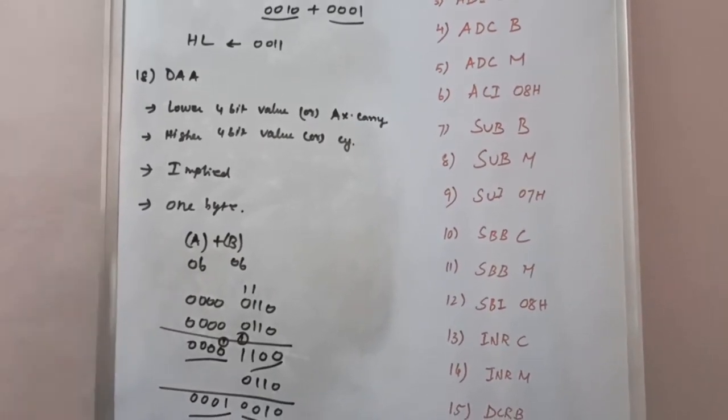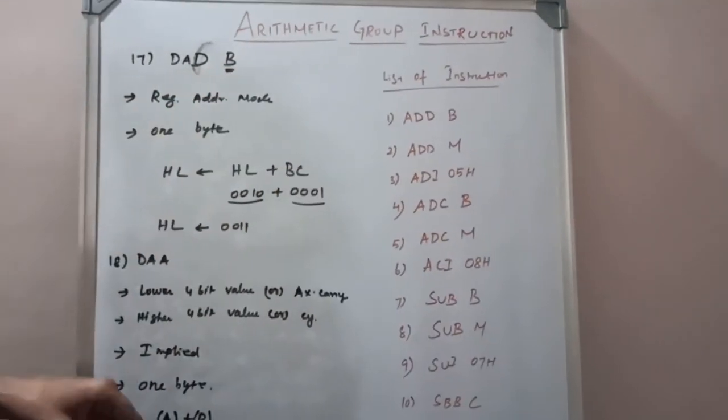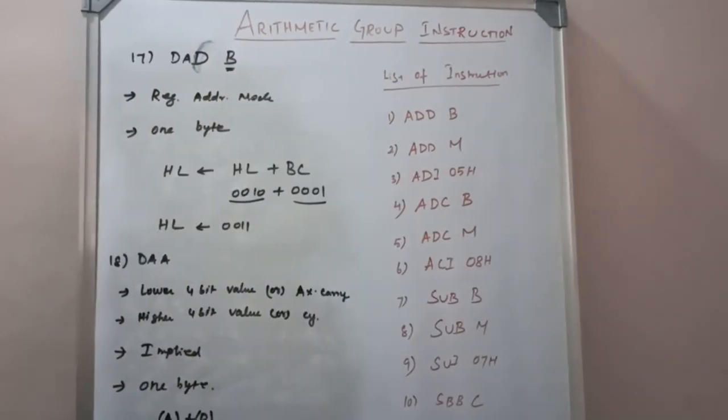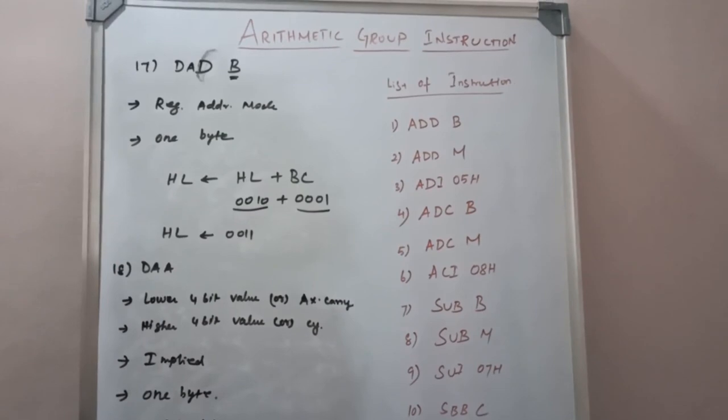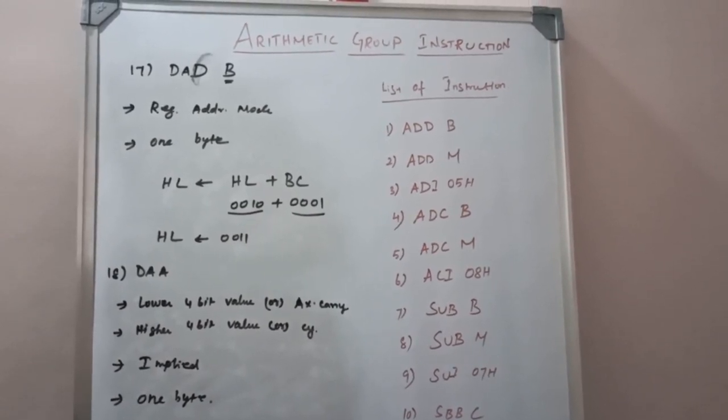So far we have discussed the arithmetic group instructions. There are 18 instructions we have seen in this session. In tomorrow's session, we will focus on the logical group instructions.